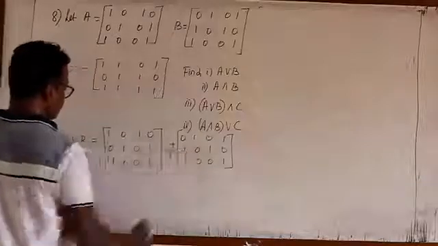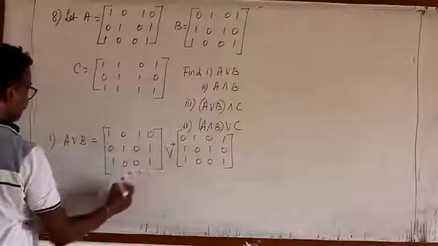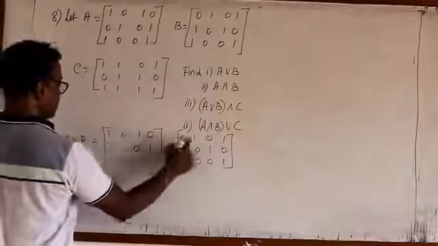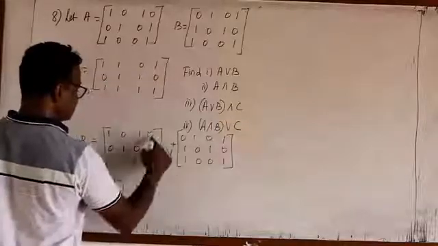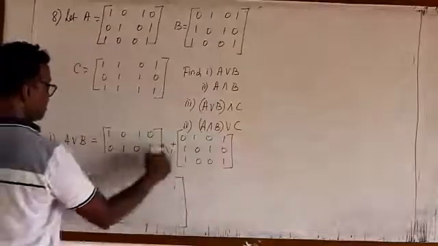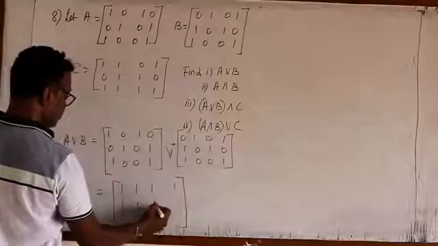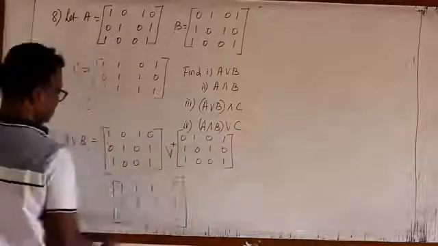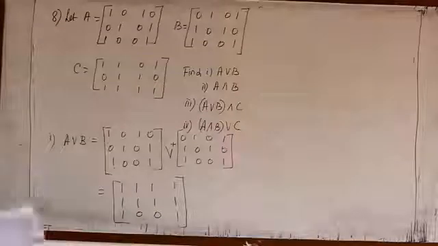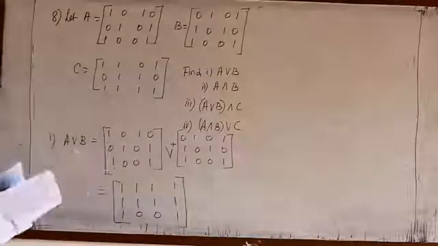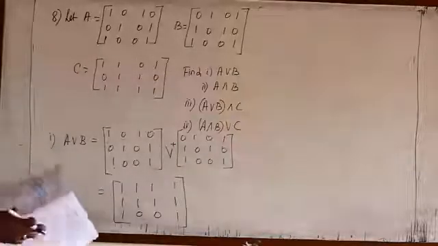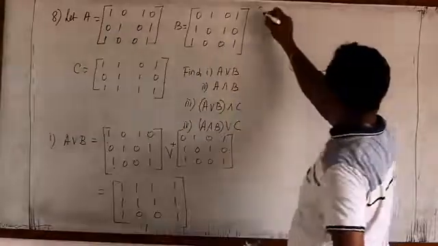We know disjunction means OR, so we have to add the positions: 1 plus 0 is 1, 0 plus 1 is 1, 1 plus 0 is 1, 0 plus 1 is 1, 0 plus 1 is 1, 1 plus 0 is 1, 0 plus 1 is 1, 1 plus 0 is 1, and so on. Here it is 1 0 0 1 at the end. So the answer is correct. Now we should go for the second one.